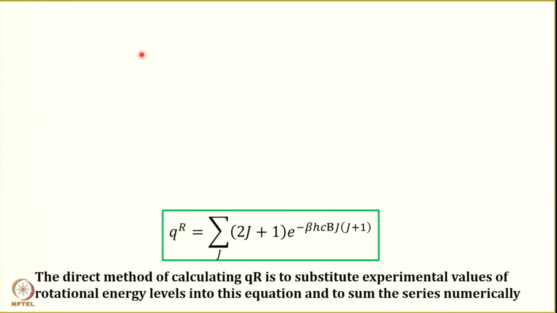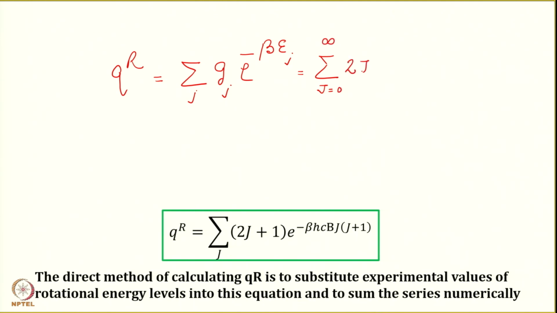Now the partition function q. Since we are talking about the rotational partition function, this is equal to the summation over J of g_J exponential minus beta E_J. This is the general definition I am writing. But here, when we write for the rotational one, I will write J from 0 to infinity.